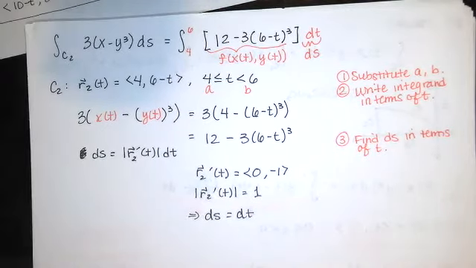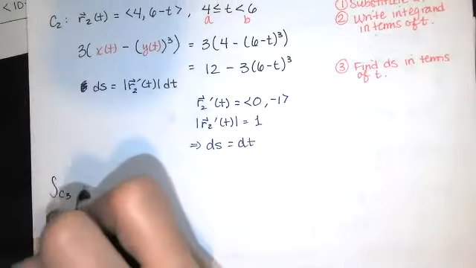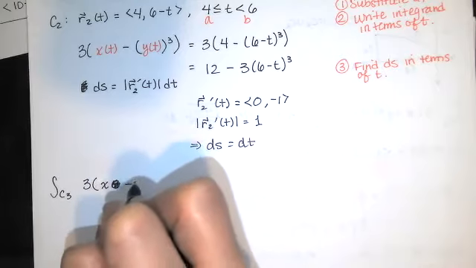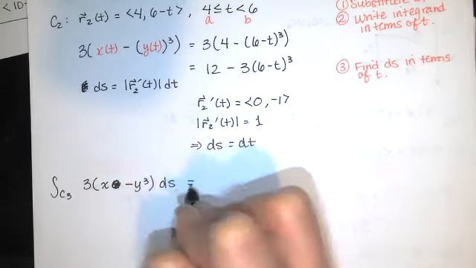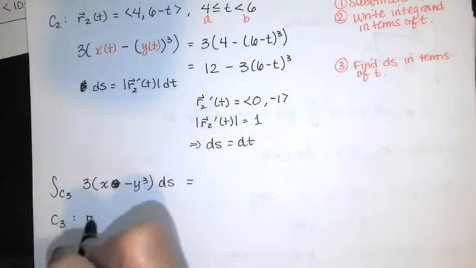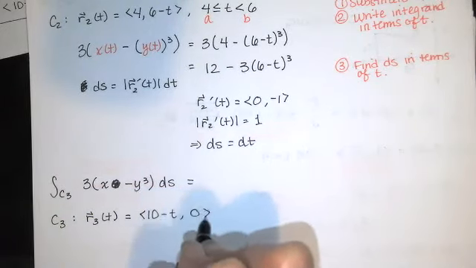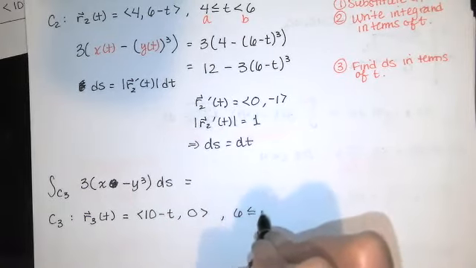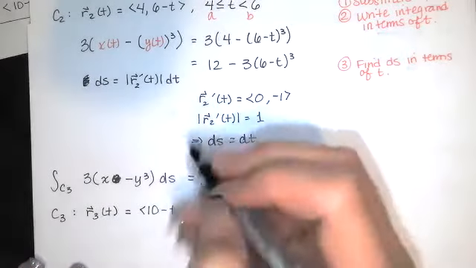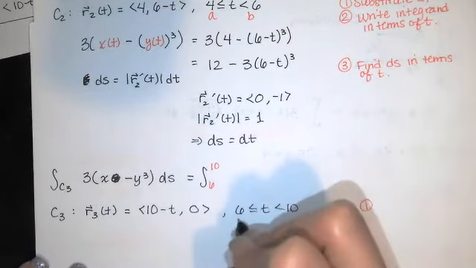Okay, now let's do the third one. Got 3 times (x minus y cubed) ds. That's our line integral. And now we want to evaluate the line integral over C3. And C3 was given by this piecewise smooth parameterization. So we'll evaluate the integral from 6 to 10. So we find the appropriate bounds, find our a and b.